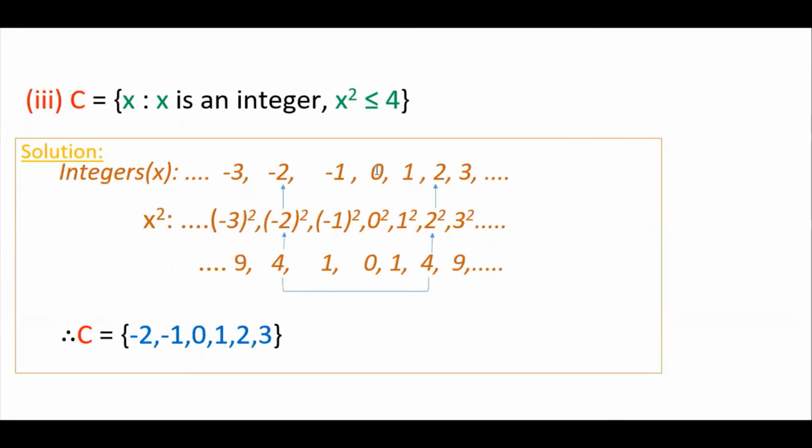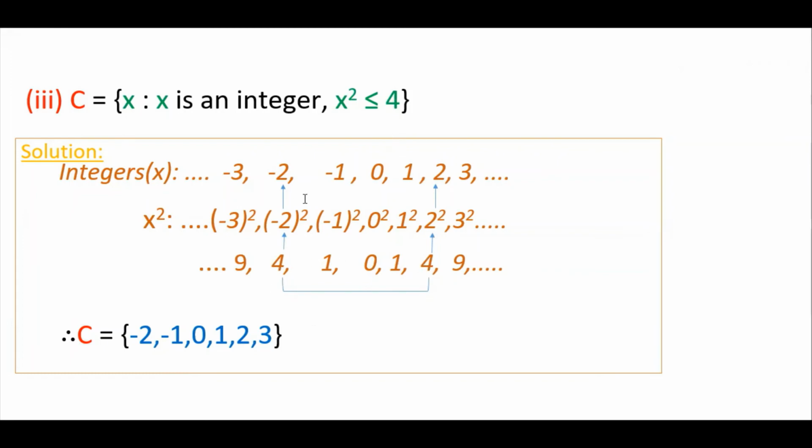We know that integers are negative numbers, positive numbers including 0. So x square, if you write, for example, (−3)², (−2)², (−1)², like this, if you write the squares of these integers, then you will get 9, 4, 1, 0, 1, 4. Here (−3)² is 9. So x² should be less than or equal to 4. So that is 4, 1, 0, 1, 4. These are the numbers which are less than or equal to 4.